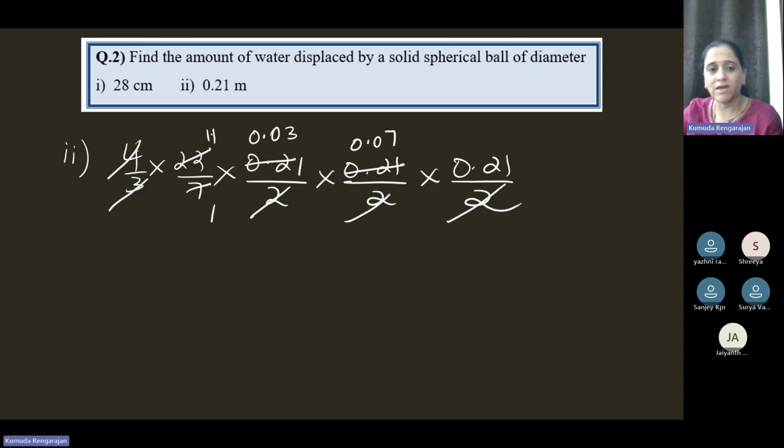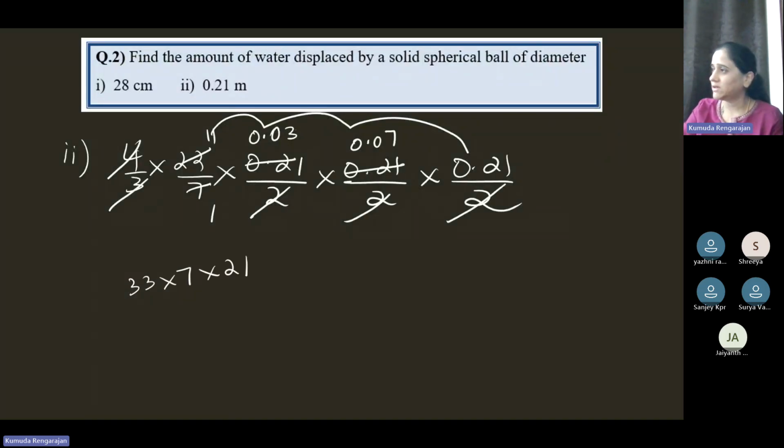Now you just have to multiply 11 into this, into this, into this. So how do you multiply? 11 threes are 33. Then 33 into 7 into 21. And then place the decimal points. So 1, 2, 3, 4, 5, 6. The product should have 6 decimal places, that is, after the decimal point, 6 digits. Multiply 11, 3, 7, and 21. Get the product. How many decimal places? 2, 4, 6 decimal places. So you should place the decimal point in such a way that there are 6 digits after it. That's the answer.